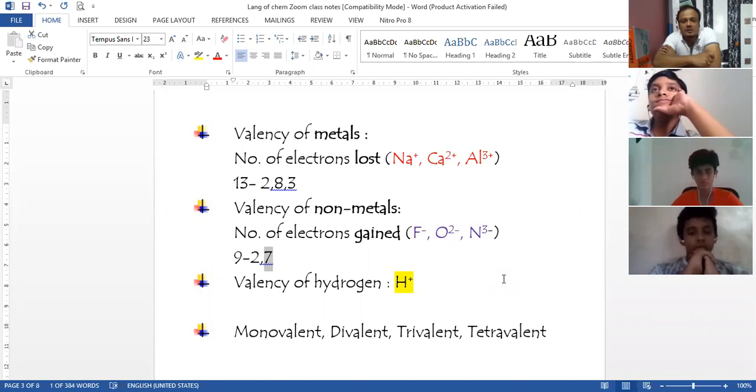Okay, stop annotating on the screen. You are not supposed to draw anything on the screen.